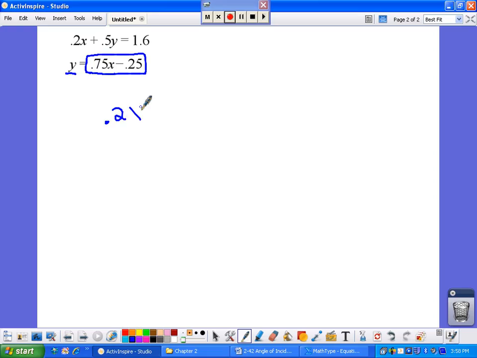0.2x plus 0.5. And now I got to the y. So I shall plug in its other name, 0.75x minus 0.25, equals 1.6. There we go. So, like you solve any equation, just go ahead and probably distribute. I like to refer to it as tasting the rainbow.